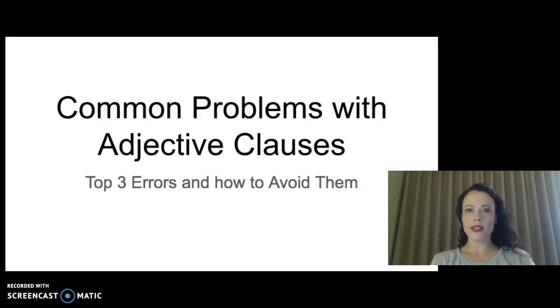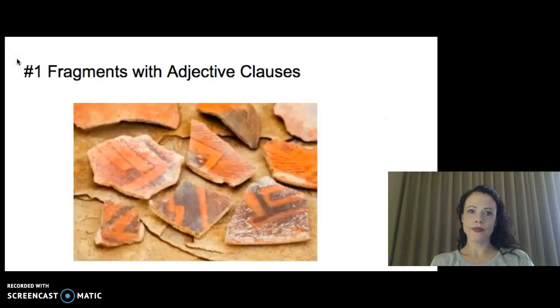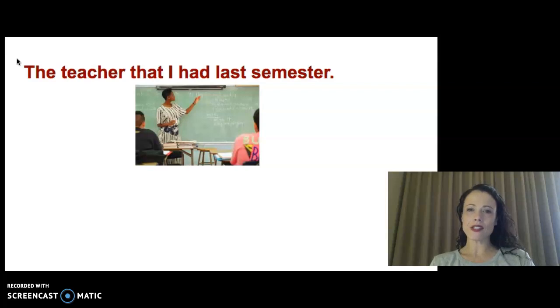We are going to look at some common problems that happen when you write sentences with adjective clauses. There's three main kinds of problems I see. So let's start with number one. Fragments. You remember that a fragment is a broken piece of a sentence, and usually it means you're missing a subject or a verb. That's easy to do with an adjective clause because you will see one subject and verb usually, but you need to see two. So in this case, we have a fragment: the teacher that I had last semester.